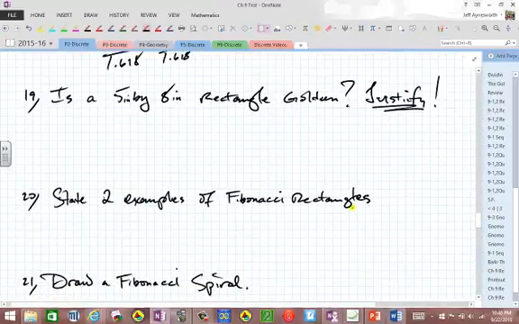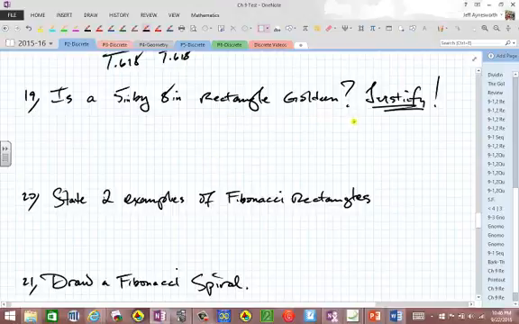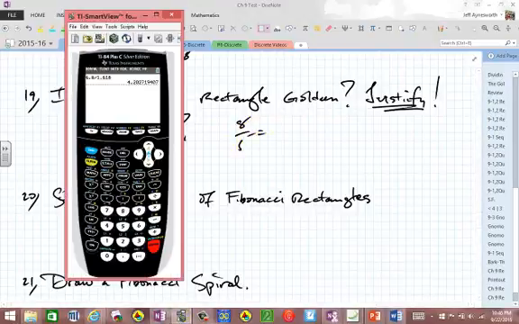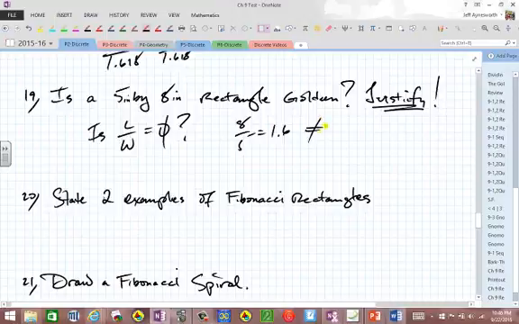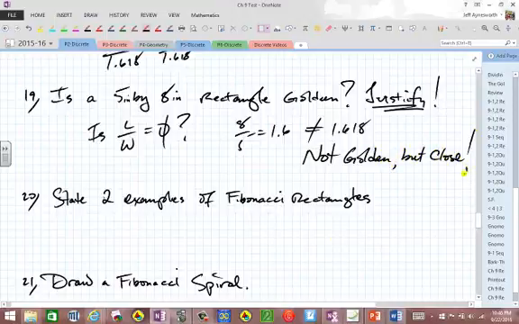All right, now you have a 5 by 8 rectangle. Is it golden? Let's check. Length to width is equal to phi? That's the big question. So 8 divided by 5. Let's do it. 8 divided by 5, it's 1.6. Not equal to 1.618. Not golden, but close. All right, there we go.